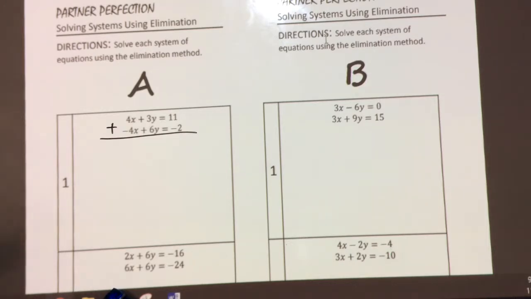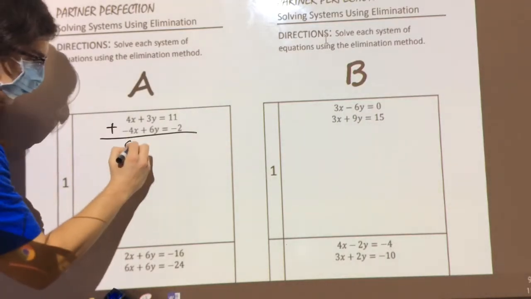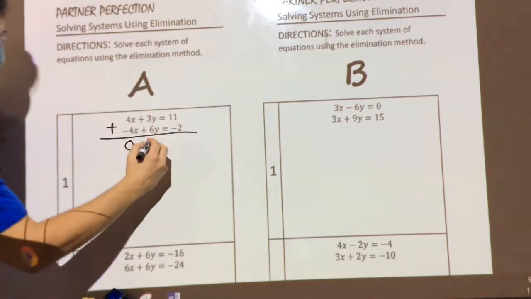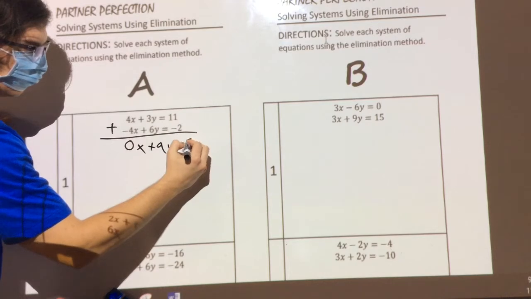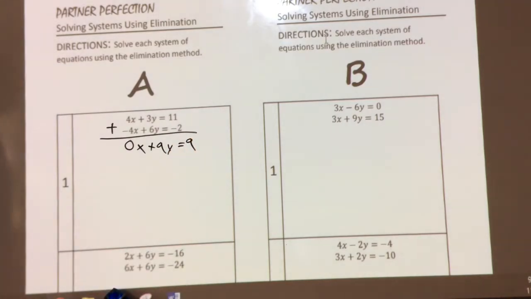Okay? Now, when I look at this giant addition problem, does anybody see a way that we can eliminate a variable? Hayden? You can add the 4 by negative 4. Yeah. If I have 4 of something, and I take away 4 of something, how many do I have? 0. And 0 times any number, whether we know what it is or we don't, what is 0 times a number? 0. So by doing this, I end up with 0x, 3y plus 6y is 9y, and 11 minus 2 is 9.